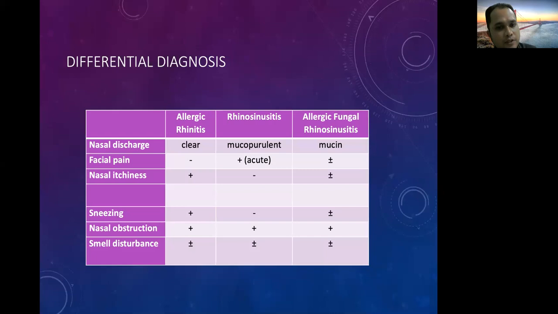In allergic rhinitis, the patient doesn't complain of facial pain. However, in rhinosinusitis, the patient will complain of facial fullness and frontal headache. Allergic rhinitis is usually associated with nasal itchiness, right, while in rhinosinusitis the patient doesn't complain of these symptoms. For sneezing, in allergic rhinitis the patient will have sneezing. In rhinosinusitis, most of the symptom is nasal obstruction.